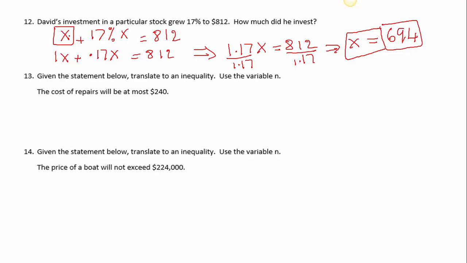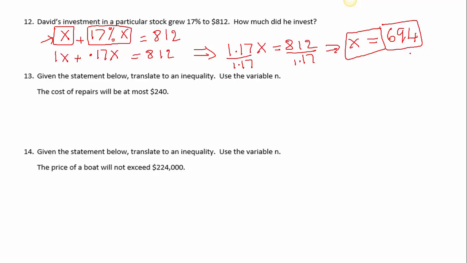So again, we can't do 17% of 812. 17% should be applied to the original investment, which is x. We don't know what the original investment was. So whatever we had invested was x. We add to it 17% of x, which is how much the stock has grown, and the sum will give me 812. And therefore, in this case, x is 694.